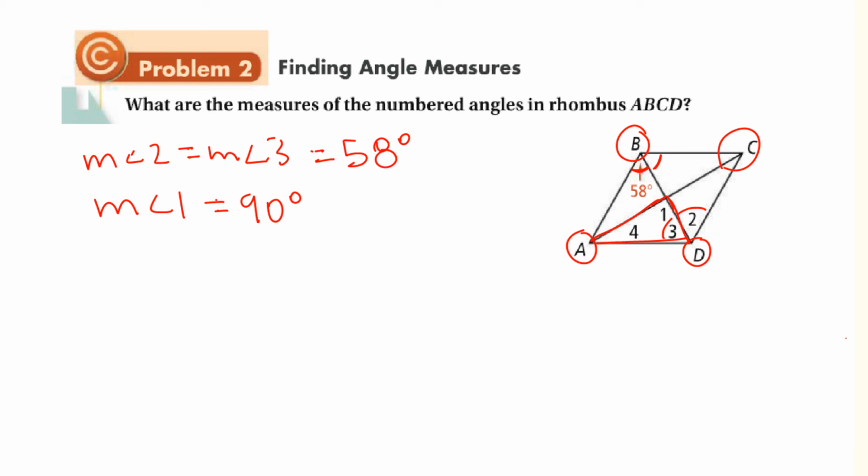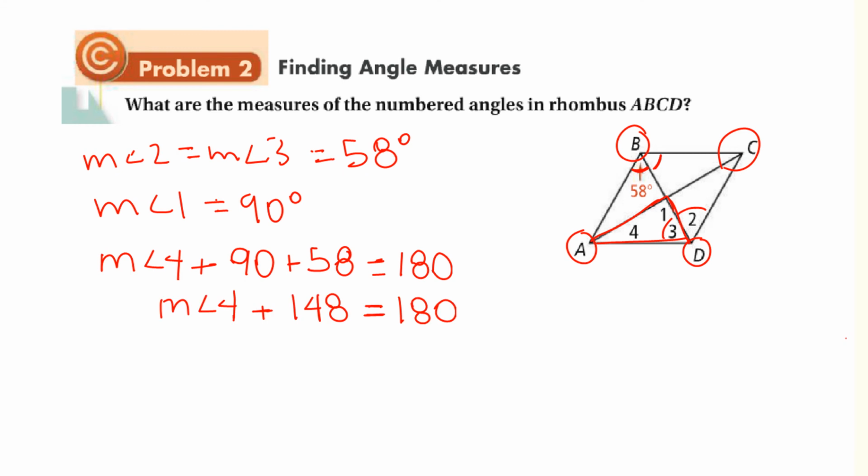So let's go ahead and set that up. So I've got the measure of angle 4 plus 90 plus 58 equals 180. And I'm going to combine my like terms. So I've combined my like terms there. Next, I just want to subtract 148 from both sides. Therefore, the measure of angle 4 is 32 degrees.